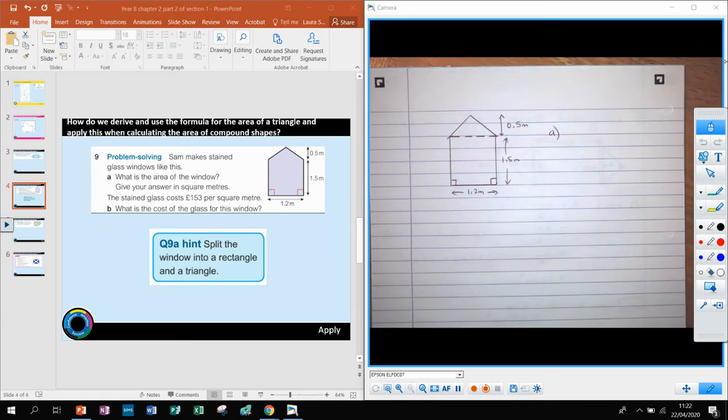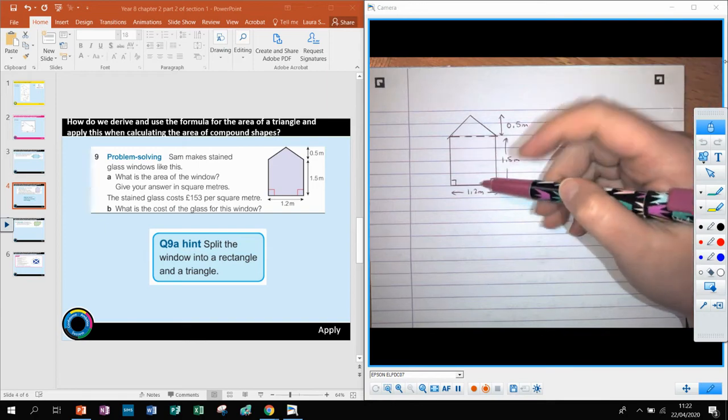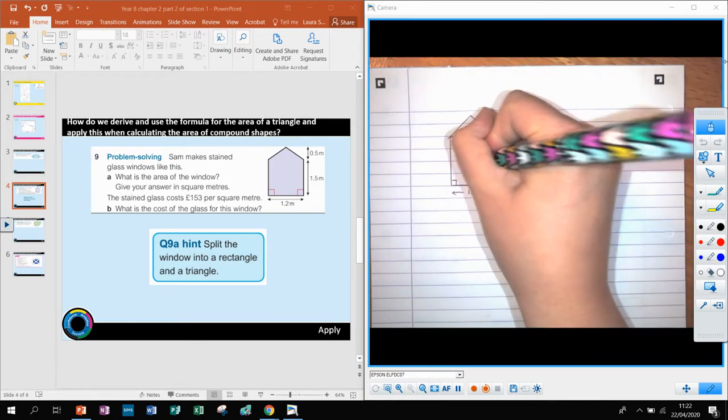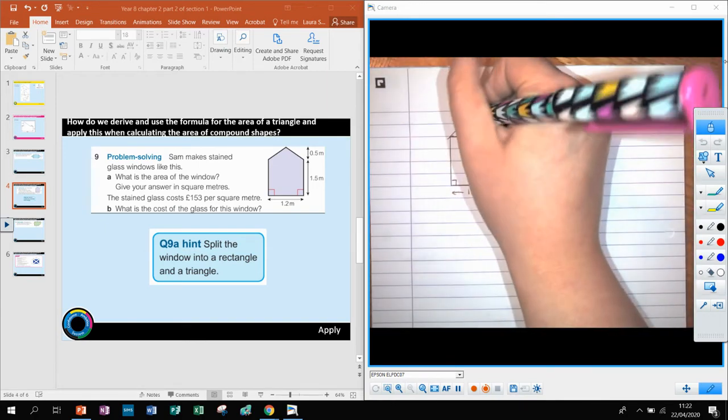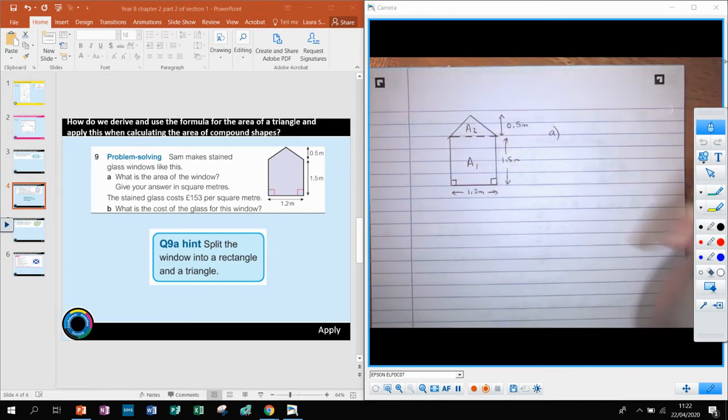Part A says, what is the area of the window? Give your answer in square meters. Okay, so this is a window. He makes stained glass windows, and that's why it's an interesting shape. Okay, but that's not actually helpful to the question. We need to find its area. So we have two shapes. First area is a rectangle. Okay, and the second area is a triangle, so I'm going to call that A2.